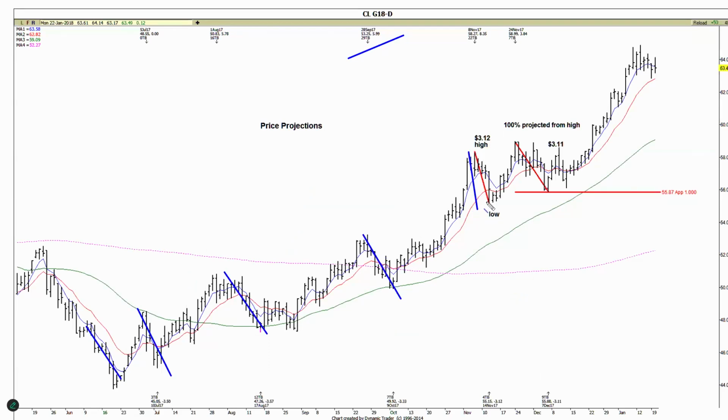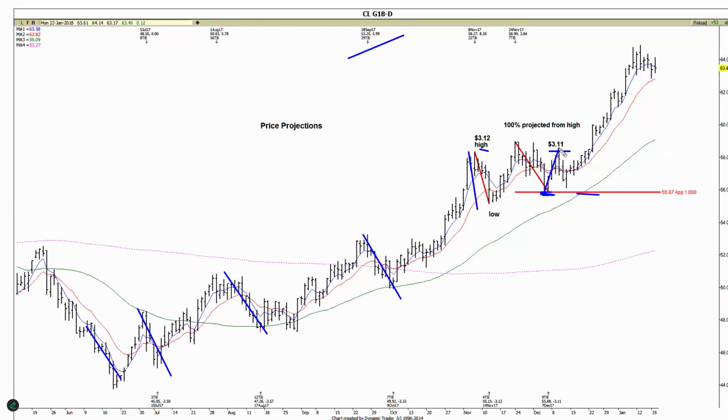So this prior high to low, that was $3.12. I projected that from the next high to look for possible support. Well, it said to watch for possible support at 55.87. And the actual low in this case was 55.88. So this was only the difference of a penny. Okay, so knowing that there's possibly support there can be extremely helpful.